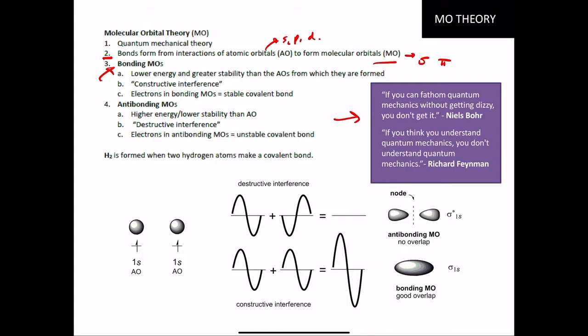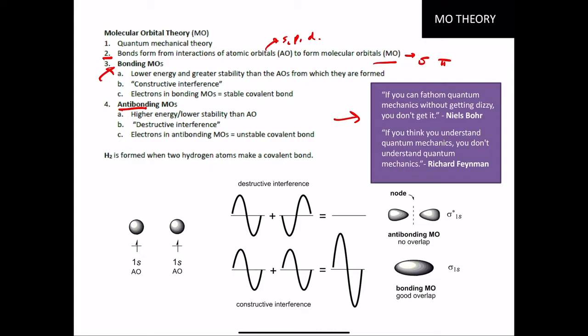You get a bonding molecular orbital, which is lower energy and more stable than the atomic orbitals from which it's formed. And they come from constructive interference. Electrons in bonding molecular orbitals contribute to a stable covalent bond. Anti-bonding MOs are higher energy and less stable than electrons in atomic orbitals. It comes from destructive interference of these waves, the wave character of electrons in orbitals. And the electrons in anti-bonding MOs are unstable regarding the covalent bond.